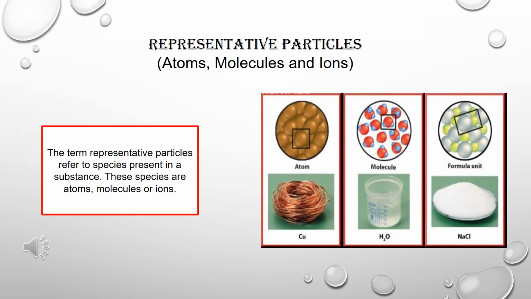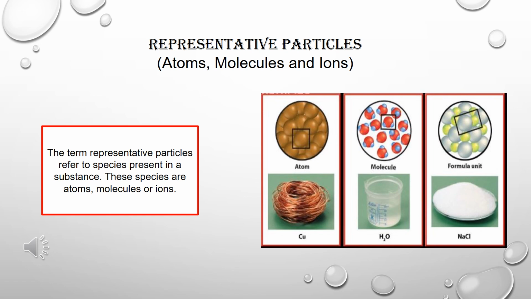Our next topic is the representative particles, which can be atoms, molecules, or ions. The term representative particles refers to the species present in a substance. Like if we have any element, like copper, it is made up of atoms. It means the representative particles of copper are atoms. Whereas if we have some compound like water, the representative particles of compounds are the molecules. So the representative particles of water are water molecules.